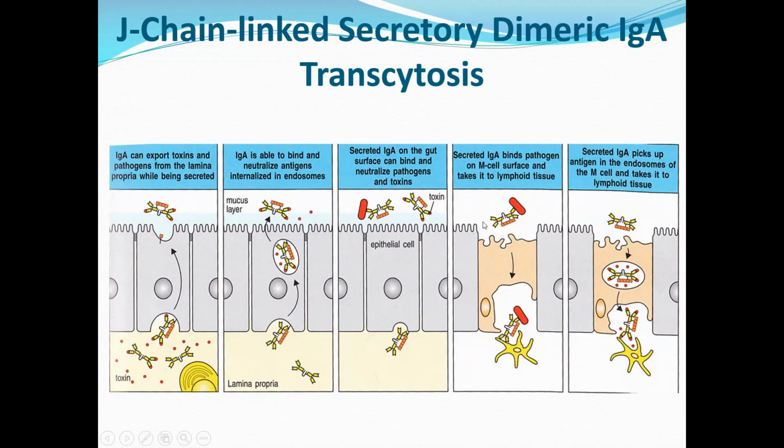And with regard to antigen capture and presentation, any bacteria that are in the lumen get taken up by the dimeric IgA, transcytosed into the basolateral surface, maybe into Peyer's patches, where the antigen can get taken up by dendritic cells for antigen processing and presentation.